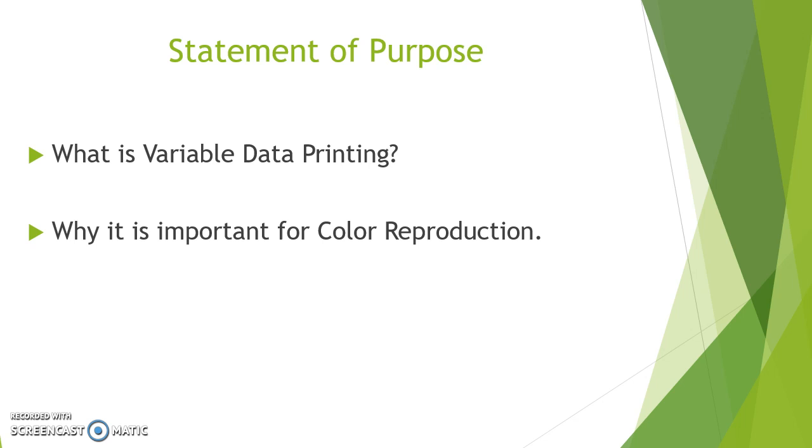Why it is important for color reproduction is because pieces are always changing in between each one. You have to keep an eye on all those different pieces and make sure that the color is consistent throughout all of them, even though it's changing throughout each one. You don't want the background of all of them that are supposed to be the same to change color, or say that the name, the actual variable data printing, is one color of black, and then on the next one it's a different shade of black, and then on the next one it's different, so then all the pieces are not consistent with each other.